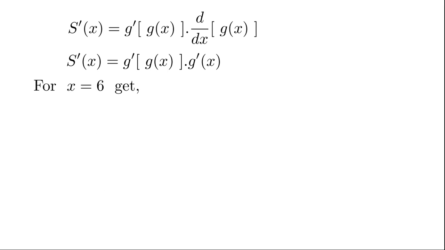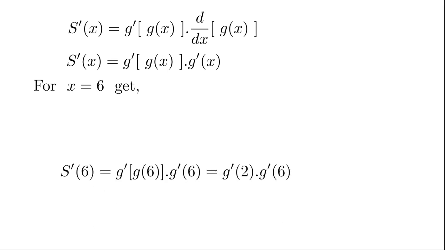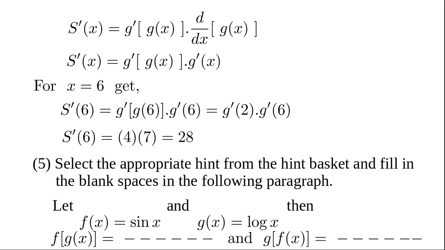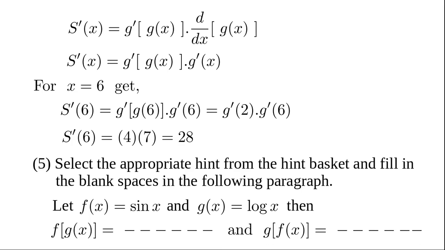Here we are going to put x equal to 6. So s dash of 6 equals g dash of g of 6 into g dash of 6. g of 6 is 2, therefore it becomes g dash of 2 into g dash of 6, and g dash of 2 is 4, g dash of 6 is 7, and hence the final result is s dash of 6 equal to 28.